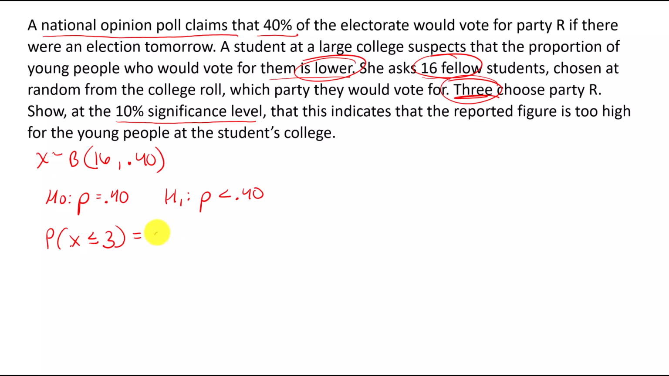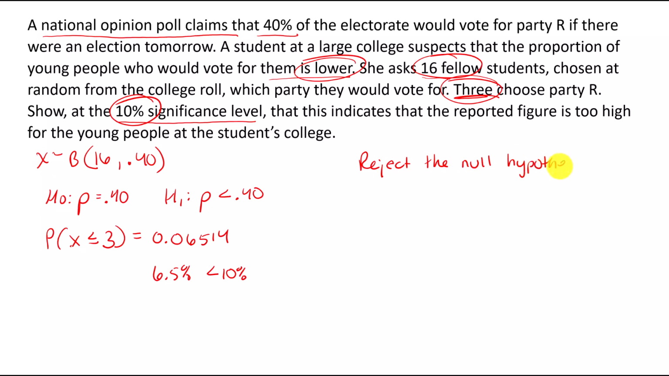Okay, so the answer to this is 0.06514. And if we make that a percent, we get about 6.5%. And 6.5% is less than 10%, which again was the significance level. So when the percentage that we get is less than the significance level, we are going to reject the null hypothesis. And then we're going to make a statement, okay?